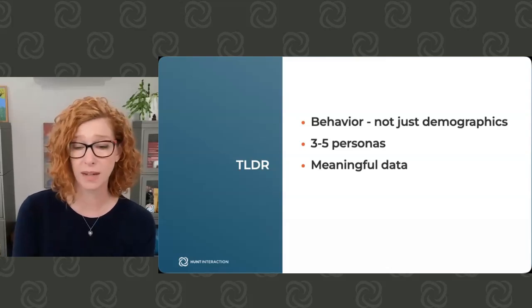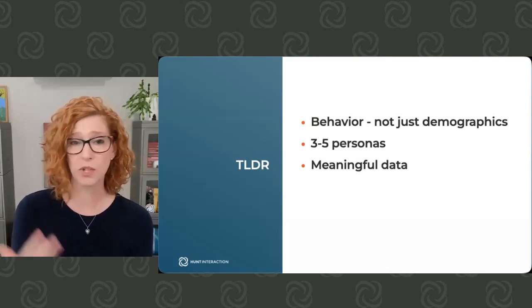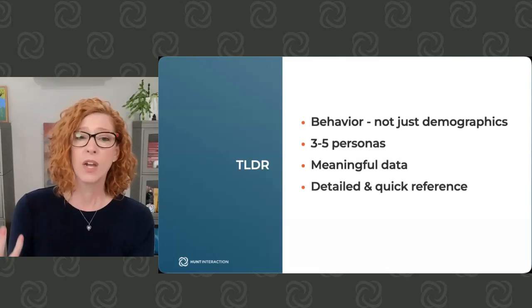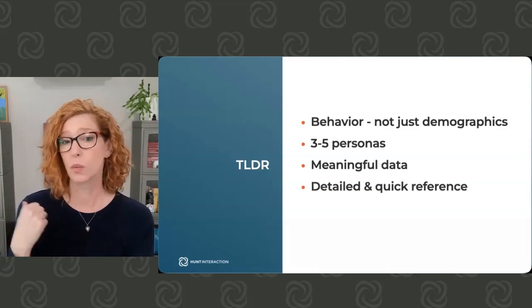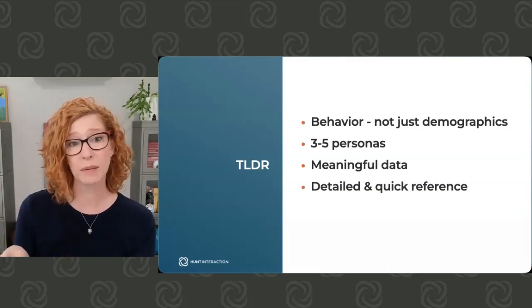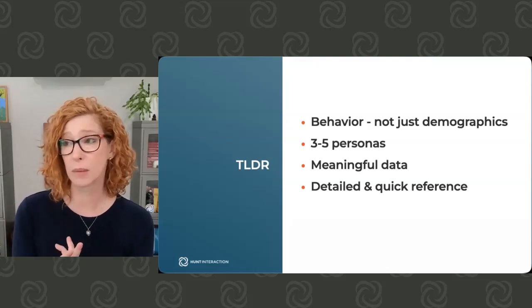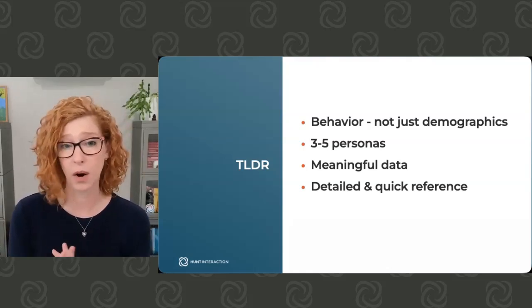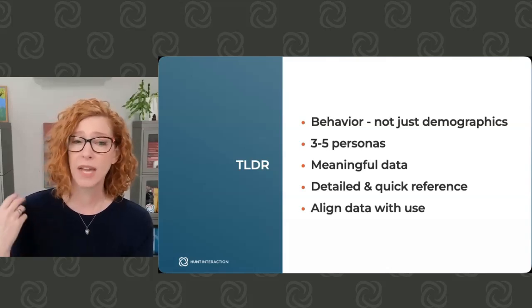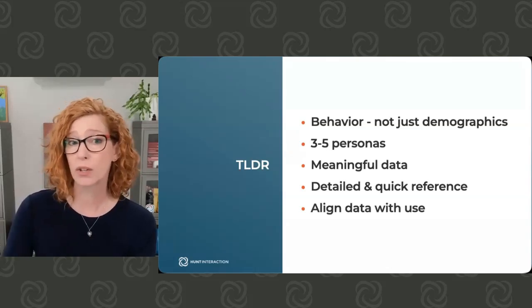You need to use meaningful data in order to actually get them to be able to use. So that's decision-making data, the reasons why they chose you, objections to purchase. And then you also need to create 2 different formats, one that's a quick reference guide and one that's a little bit more detailed and can give you a little bit more data points to kind of back up any argument that you might be having. And then you need to align the data with how you're actually going to use these.